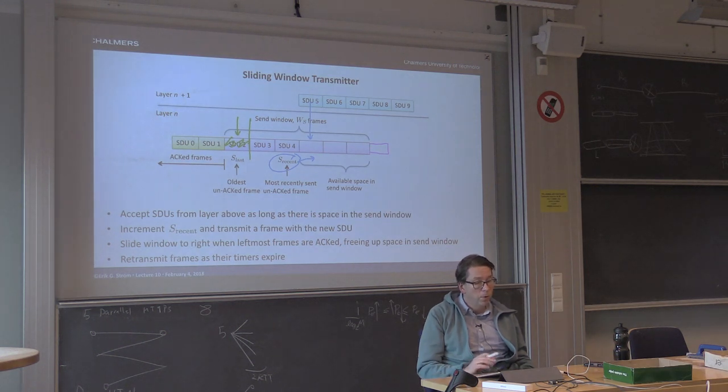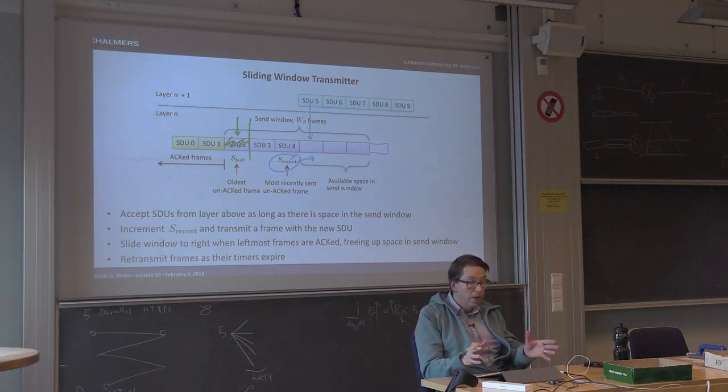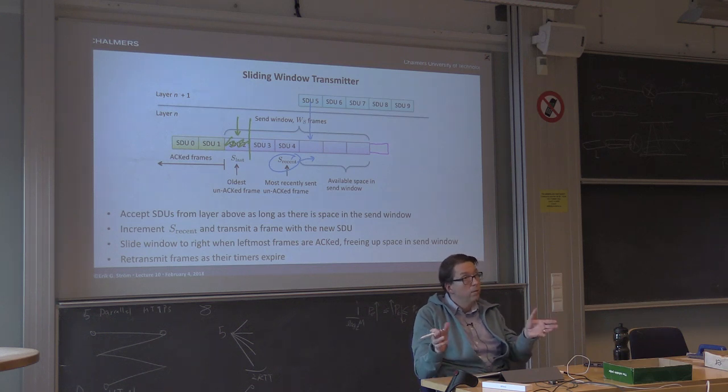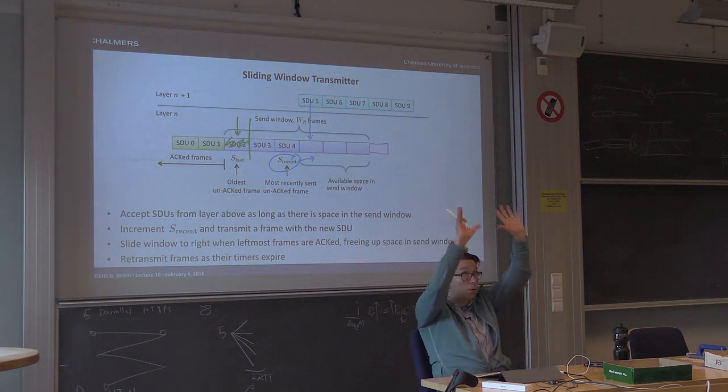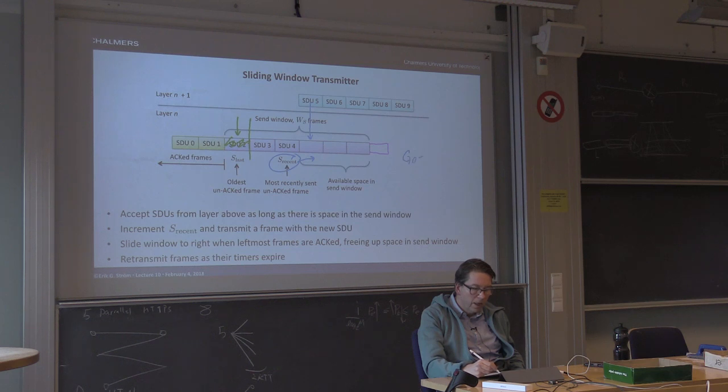If we have one of these sliding window transmitters, we can transmit several frames at once, and we keep them in the send window until they've been acknowledged. If they have been acknowledged, we discard them, free up that buffer space, and can then accept new service data units from the layer above. These sliding window transmitters are used in many protocols. One is called Go Back N, which we will look at momentarily, and one is called selective repeat.